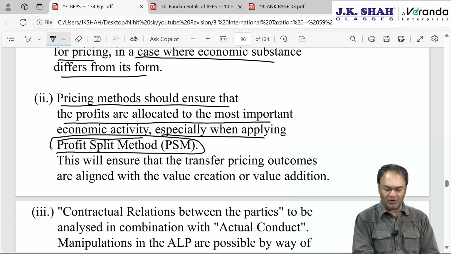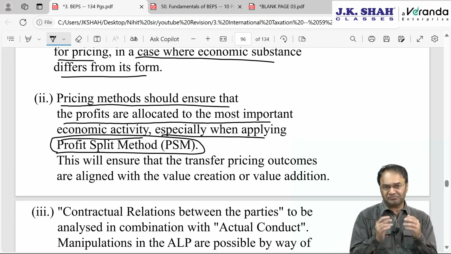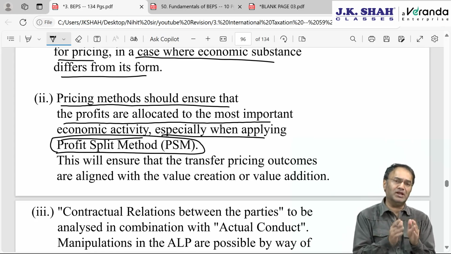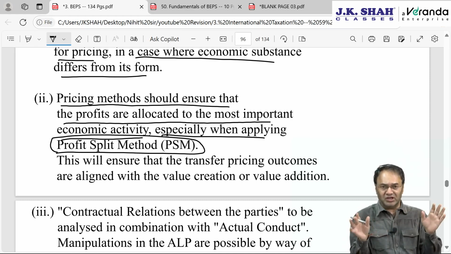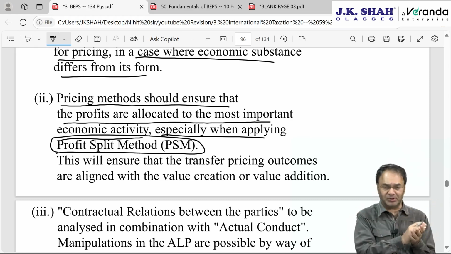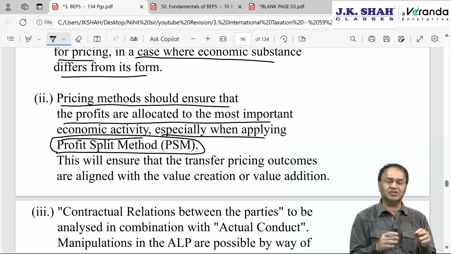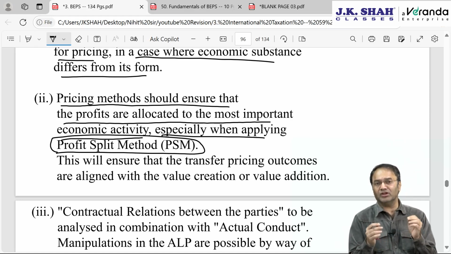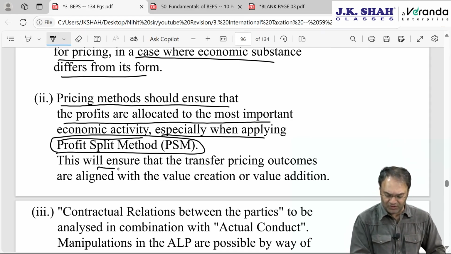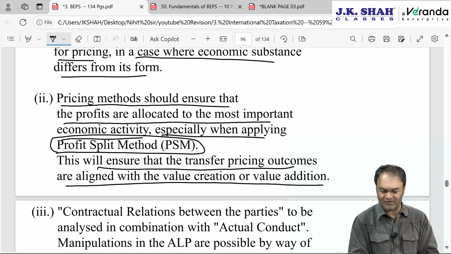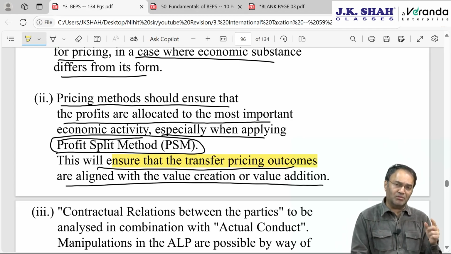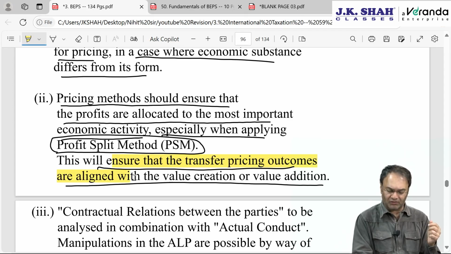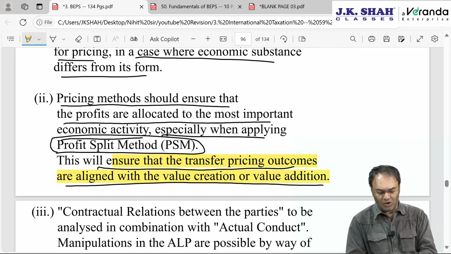Profit split method is the one where goods are passed on by A limited to B limited, B limited to C limited. There are multiple people in the chain, value chain industry, where product passes through various people and everyone does some value addition. In such situation, the profit should be linked with the most value adding economic activity. This will ensure that transfer pricing outcomes are aligned with the value creation or value addition. Idea is to ensure that the transfer pricing outcomes, whatever is the ALP or whatever is the income determined based on ALP, should be linked with the most value creating or value adding item.